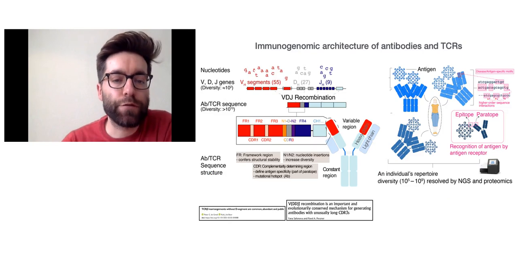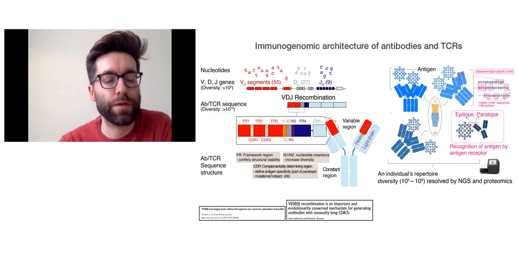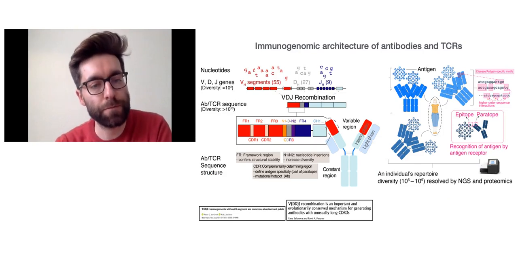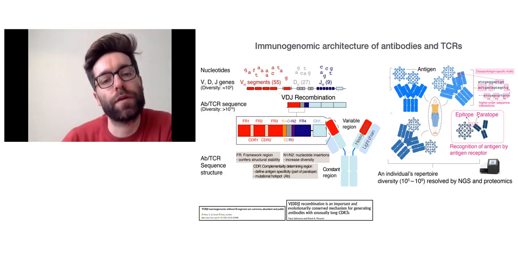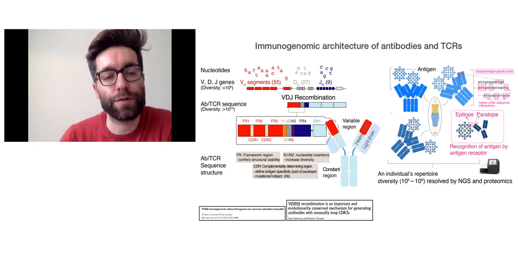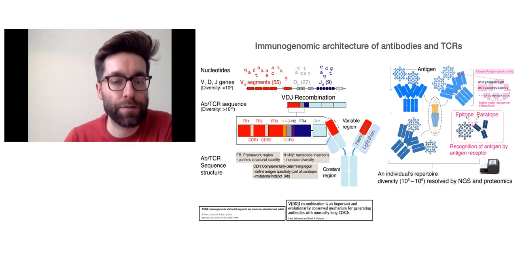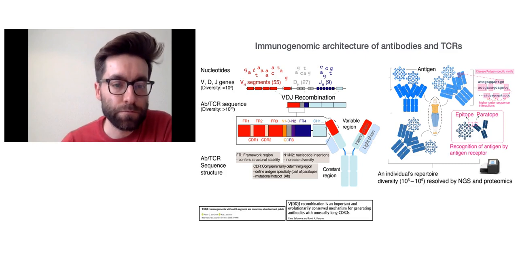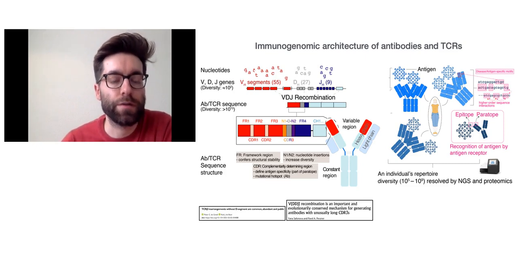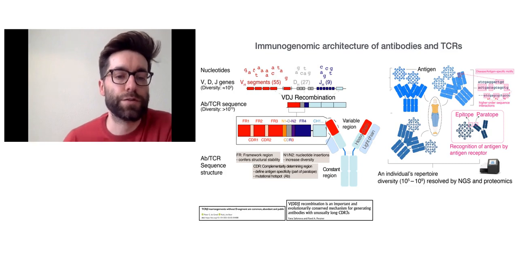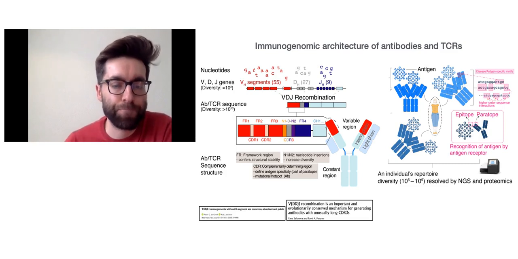So if we zoom in further into the variable region, we have framework regions and we have complementarity determining regions. And especially the complementarity determining region 3, or CDR3, has been shown to be most important for antigen binding. And all the CDRs are usually mutational hotspots. The framework regions are usually less mutated and more important for the structural stability of the antibody.